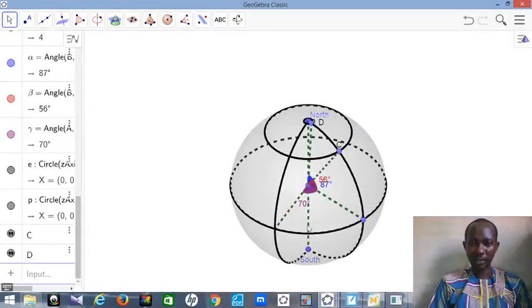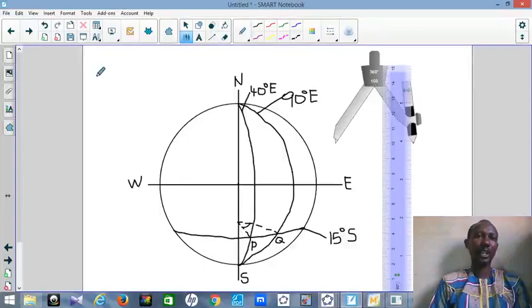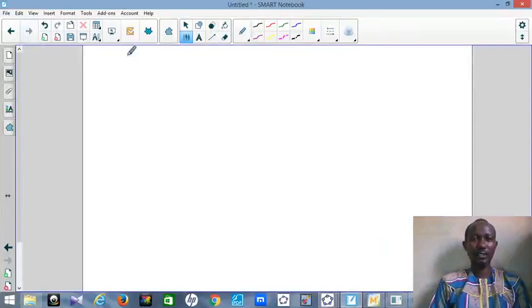Remember, you started from 0, you rise up 56 to this point C. Also from 0, you rise up to 87. So these two angles will now be 87, which is the bigger one, minus 56. Let's demonstrate how it's going to be on our notebook so that you understand it very well.